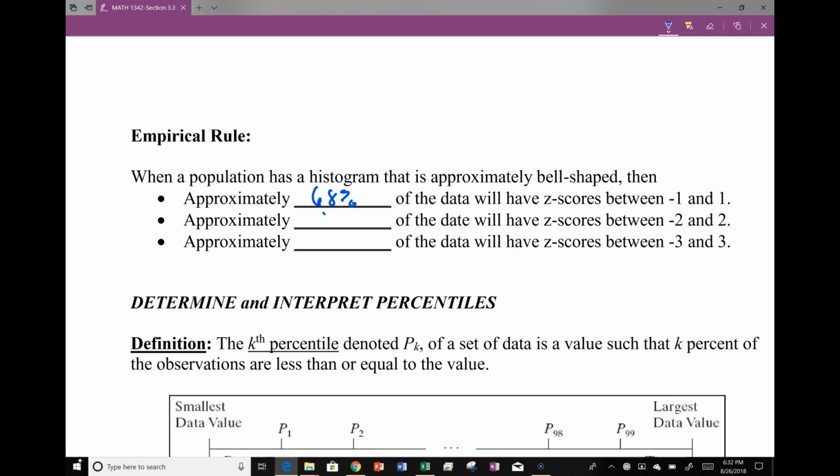So approximately 95% of the data will have z-scores between a -2 and a +2, which leaves us with approximately 99.7% of the data having z-scores between -3 and +3. This leaves us the 0.15% having values larger or smaller than -3, +3. Practice calculating some of the z-scores, and let me know if you have any questions.